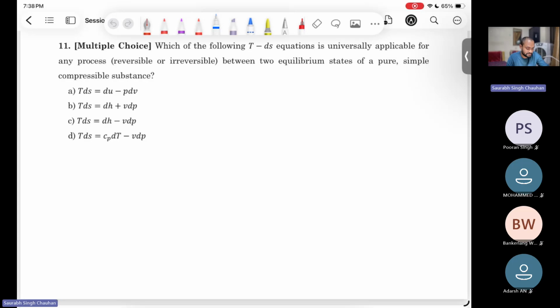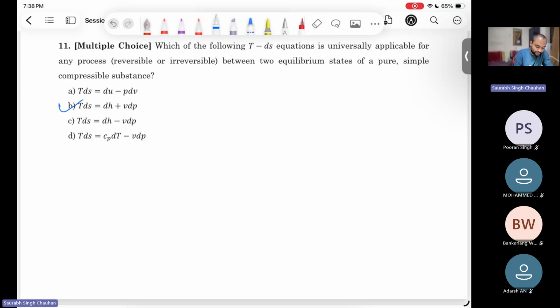Which one of these is correct for all? So option B is correct, right? Option B is correct. Okay. Why are the other options not correct? Because they are not correct.